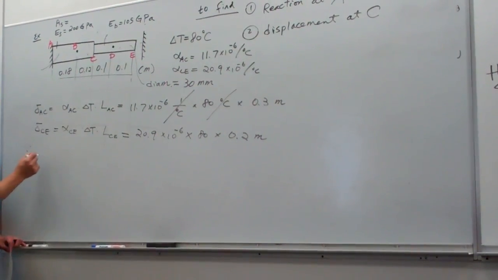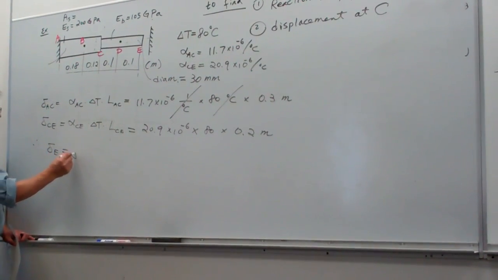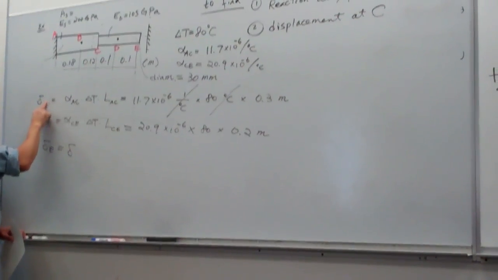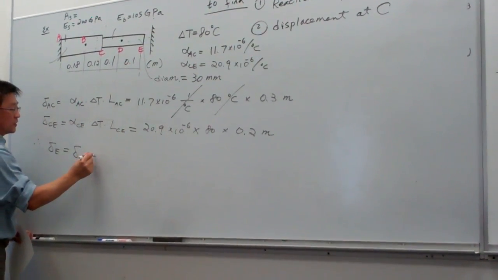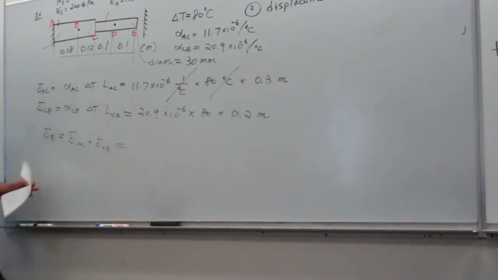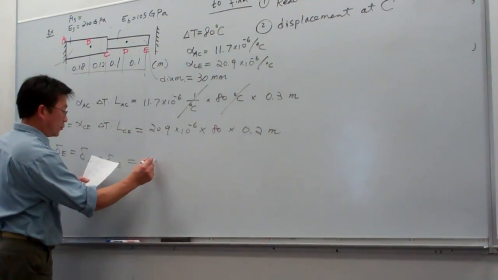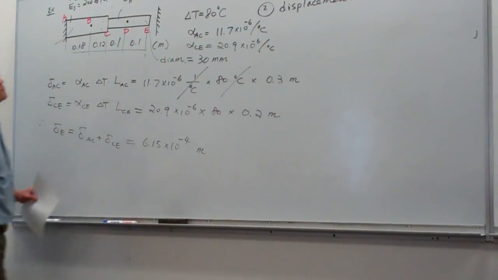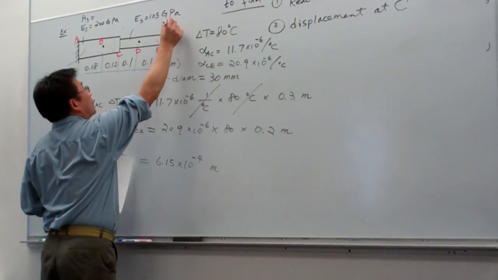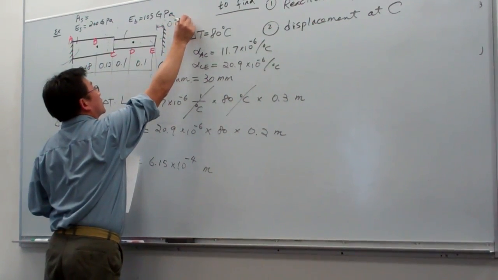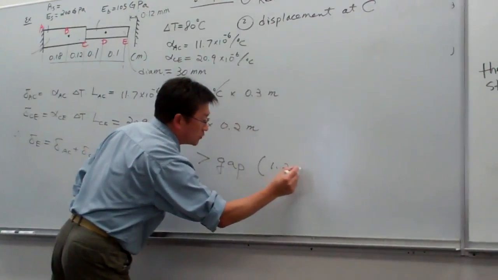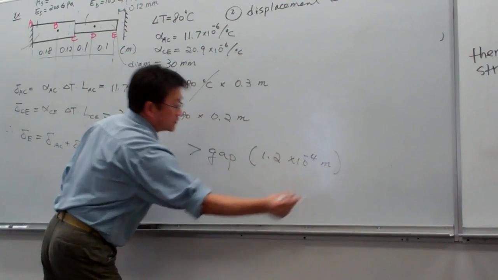So therefore, from here you can see delta E basically is the displacement at E, basically the two informations, delta AC plus delta CE, right? So the two numbers were added up, that would be 6.15 times 10 to the minus 4 meter. And what is the gap? The gap is 0.12 millimeter. So this is larger than the gap. The gap is 1.2 times 10 to the minus 4 meter, right?